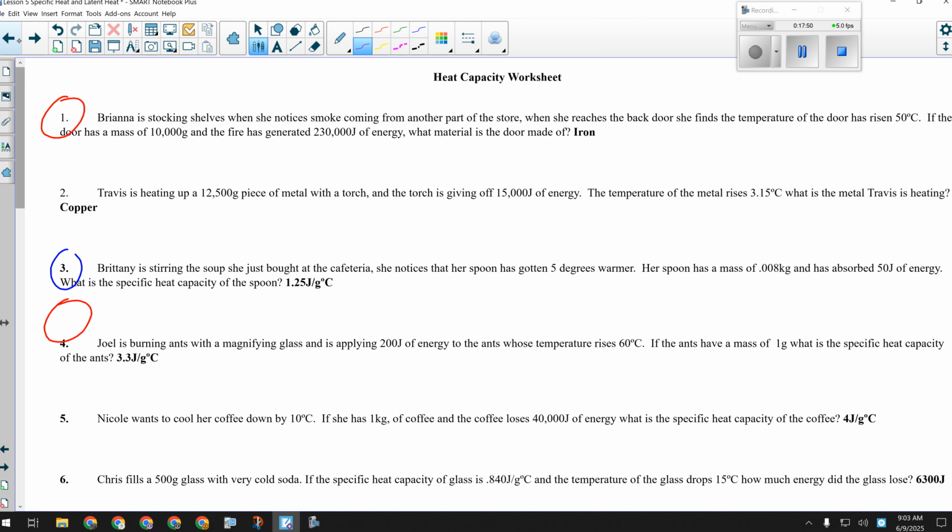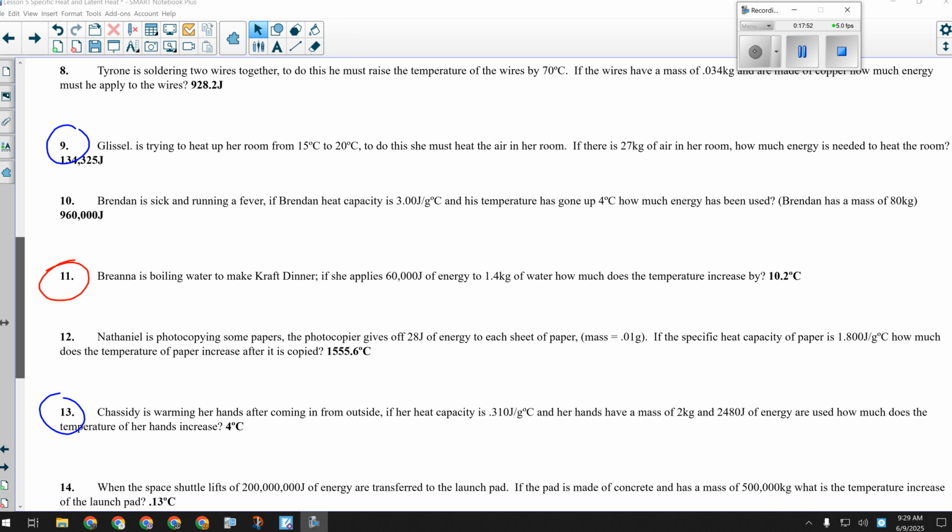Okay. All right, so on number 11, we have the energy, 60,000 joules. It's 1.4 kilograms of water. That's 1,400 grams, because there's 1,000 grams in a kilogram. And we're looking for the temperature change. How much does it increase? What's the change in temperature? So delta T will equal E divided by m times c.